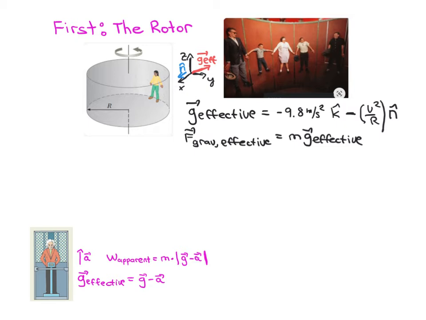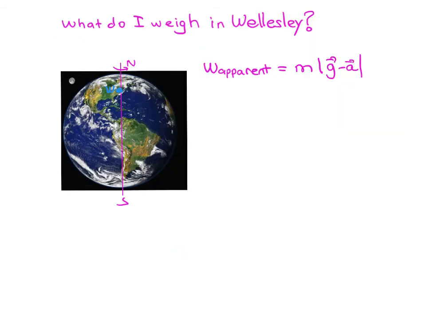Now let's use the same physics to think about what happens when I weigh myself in Wellesley. So every morning I get up and I weigh myself. And what I'm really interested in when I weigh myself, of course, is knowing what my mass is. And in order to really know what my mass is, I take the reading on the scale, and then I have to know how to convert the reading on the scale to get my mass.